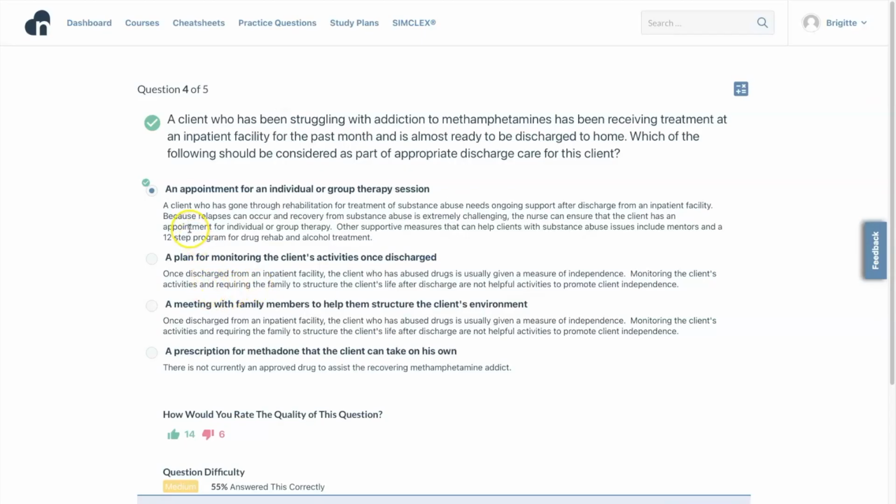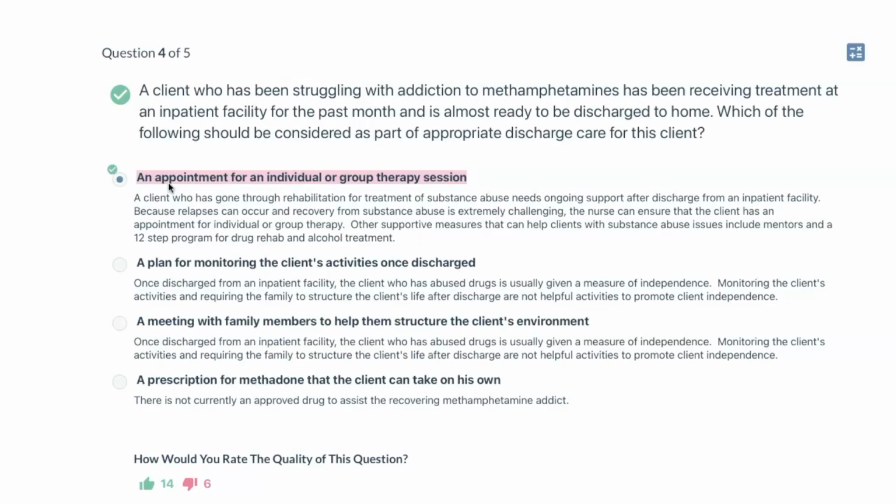So the reason why I picked this one is because we want to help patients be independent. And sometimes people have very dysfunctional family members, or they don't even have family. So that isn't the best option.